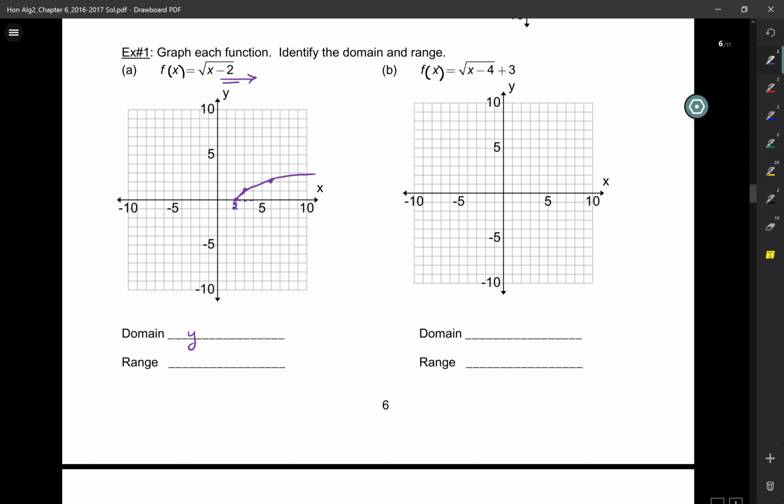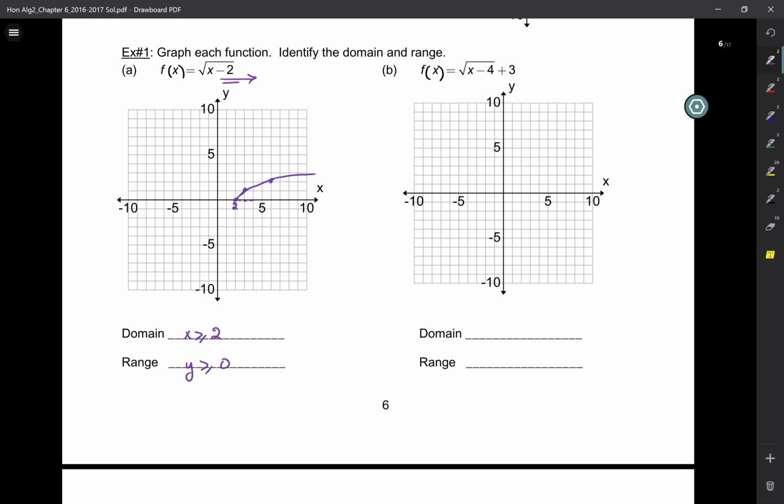So x is greater than or equal to 2, and y greater than or equal to 0. All right?